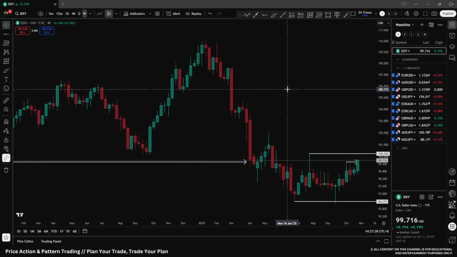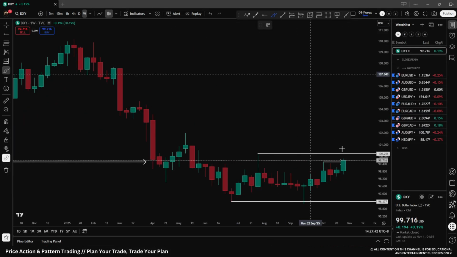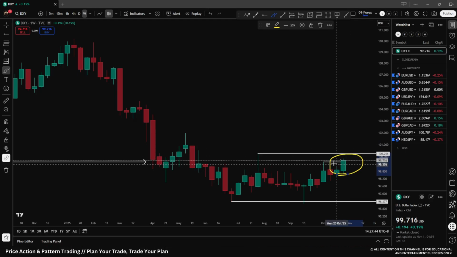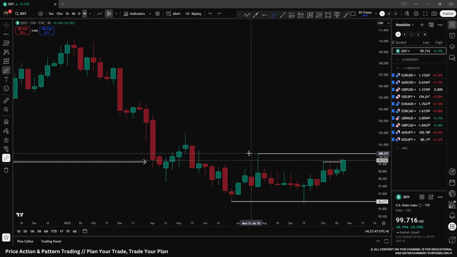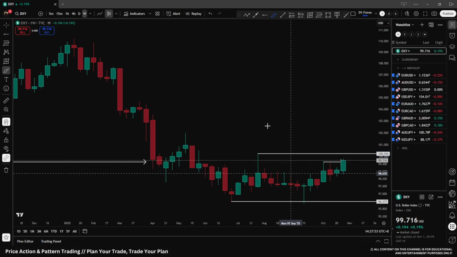Hello people, let's run through my watch list for next week. We start on the DXY on the weekly time frame, and we had a fairly strong bullish weekly close last week, and we are now approaching the upper bound of this overall range we were discussing a few times already.